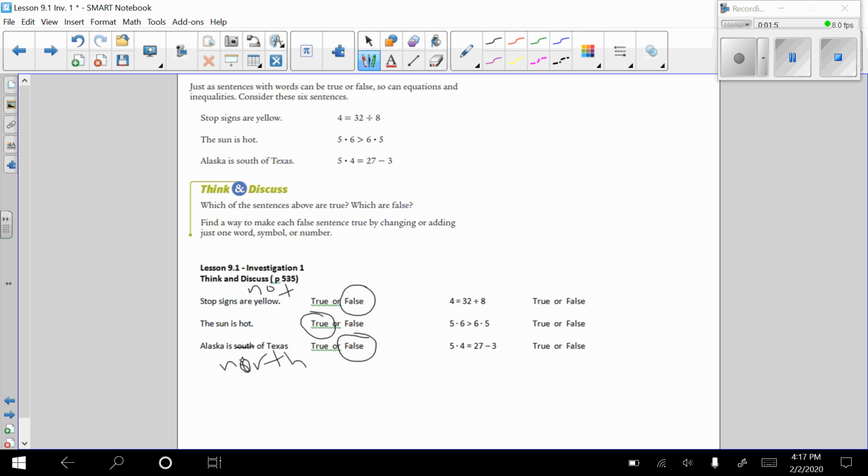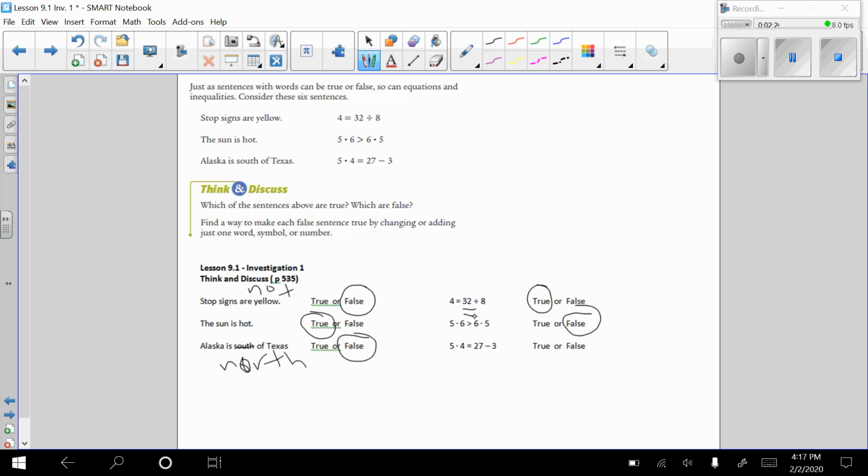Here we have some mathematical ones. 4 equals 32 divided by 8. Well, that is a true statement. 32 divided by 8 is 4. 5 times 6 is greater than 6 times 5. Well, that's a false statement because the commutative property tells me I can multiply in any direction and get the same answer. So I would want to change that symbol to an equal sign because they are equal.